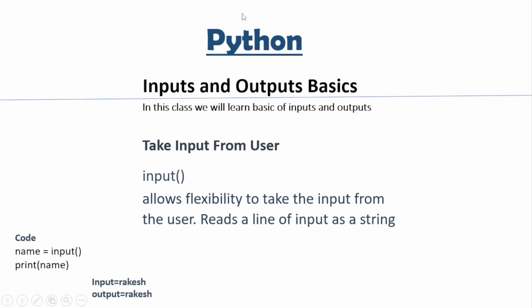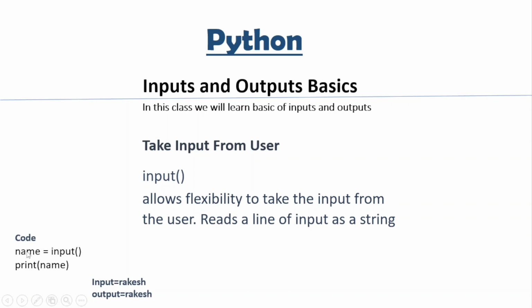Hi friends, in this video we will discuss the basics of inputs and outputs. What is meant by input? It is nothing but allows flexibility to take the input from the user. It reads a line of input as a string. The user will give some input as a string, int, boolean or float. Whatever we give as input will be stored in the variable named name.